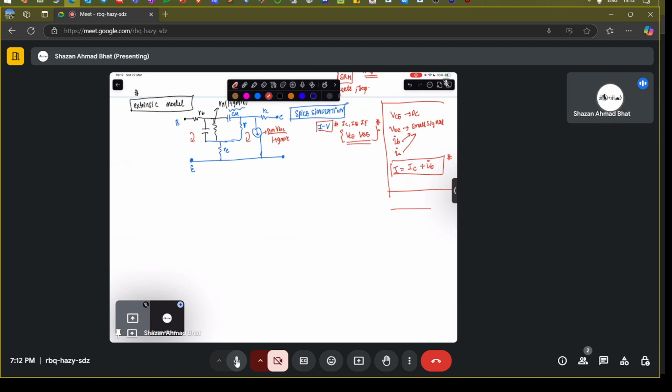So if you have a DC level, and over it there is a small signal, that is written as ib. This DC level is IC, so that the overall current is basically i. That is the concept.